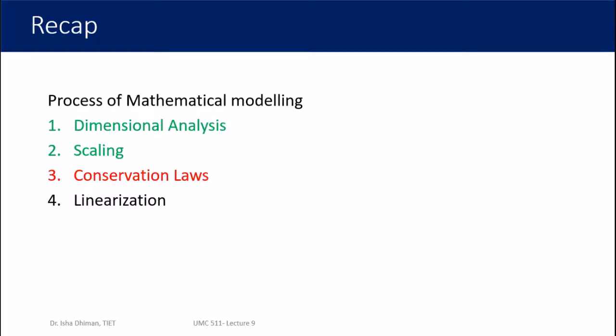So far, while discussing the process of mathematical modeling, I told you that there are 4 ways, roughly, to do that. The first one is dimensional analysis, which we have already discussed. Scaling also has been discussed. In this lecture, we'll be focusing on conservation laws, and in the next lecture, we'll be focusing on linearization. So without a delay, let's begin with conservation laws.